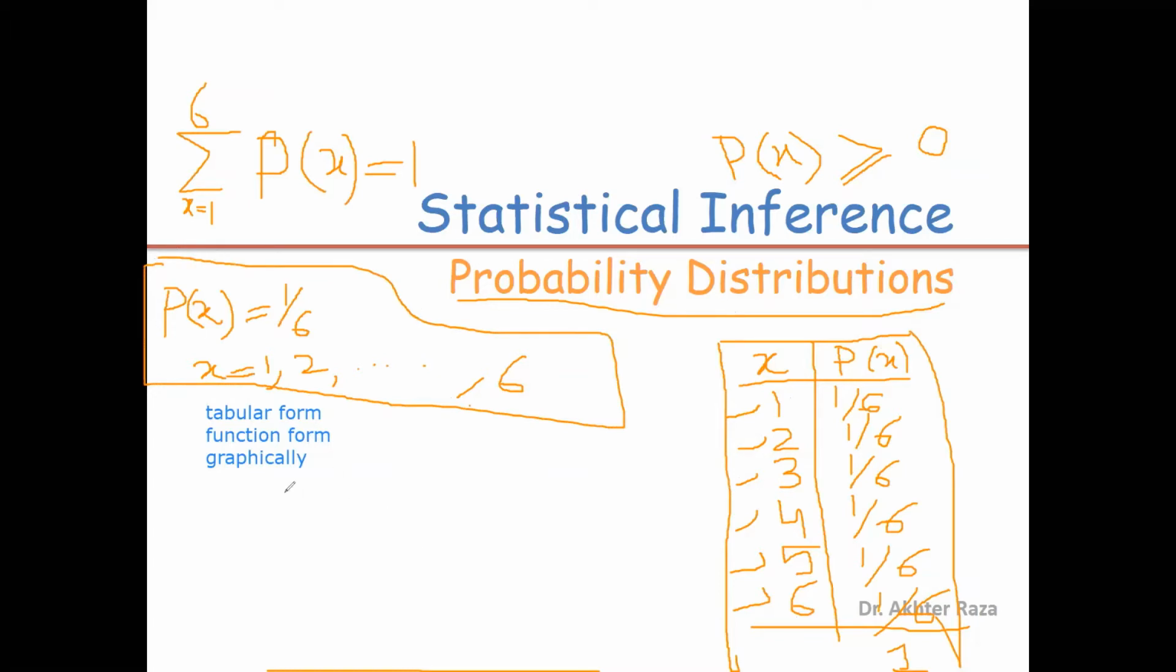If I want to express this in a graph, then we have to construct 1 by 6 as the height of all probabilities. So all over there we have 1 by 6. At 1 we have the height of 1 by 6. At 2 we have the height of 1 by 6, and so on. At 6 we have the height of 1 by 6. So all over there we have the same line, this line of height 1 by 6. This is your 1, this is your 2, and this is your 6.